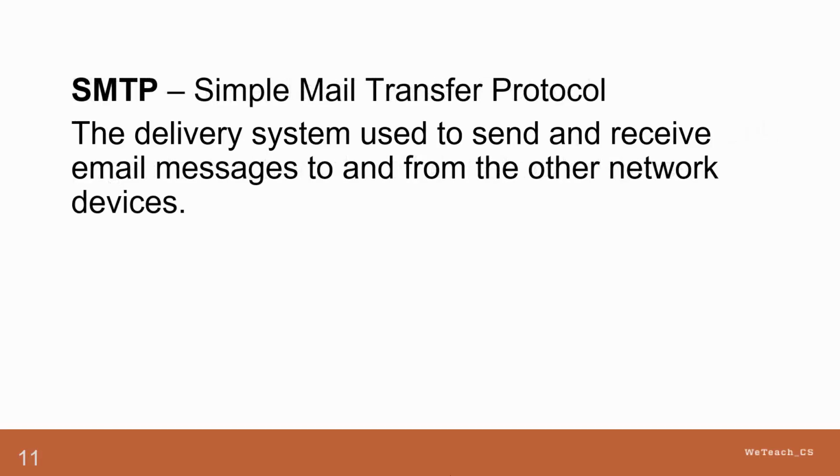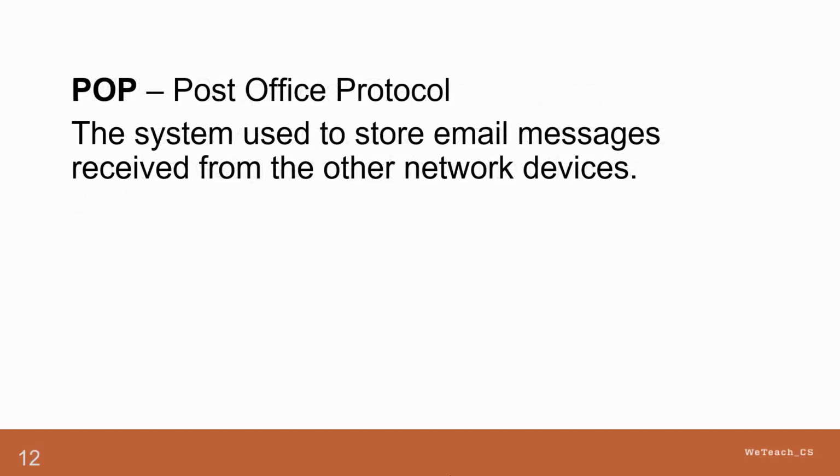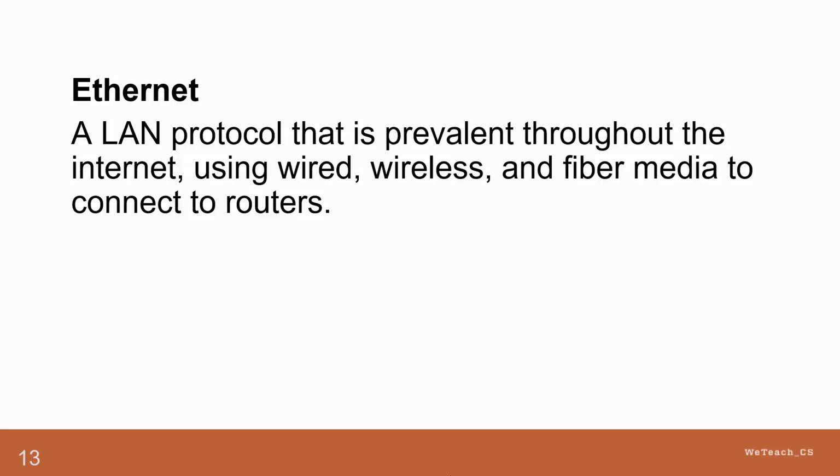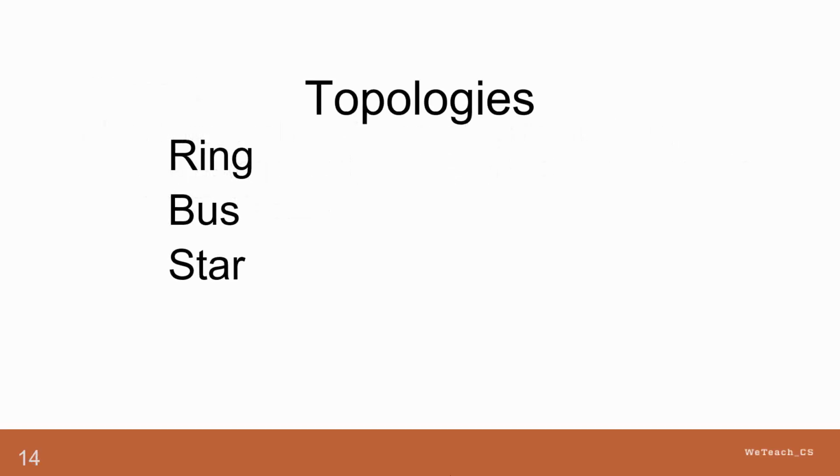SMTP is the mailman of the internet, receiving and delivering email messages from one place to another. POP is the post office of the internet, storing email messages that have been received so that you can retrieve them at your convenience. Ethernet is the primary LAN protocol that is in use today. It uses several different ways to connect, either with wires that plug in, or connecting through wireless means, or using high-speed fiber cables.